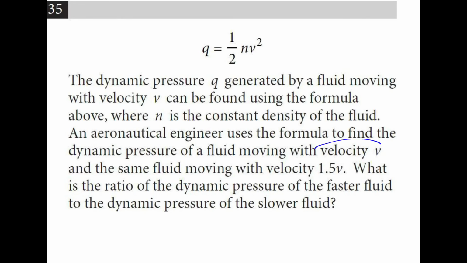So we have a velocity v compared to a velocity 1.5 v. And what's the ratio of the different dynamic pressures there? So when you plug in 1.5 and you square it, you get 2.25, which is going to be the ratio between these two.